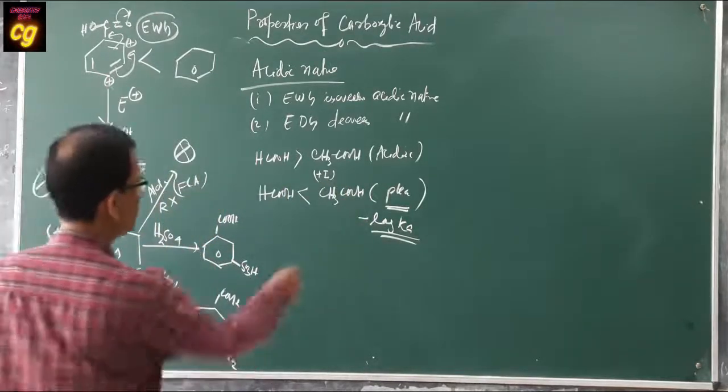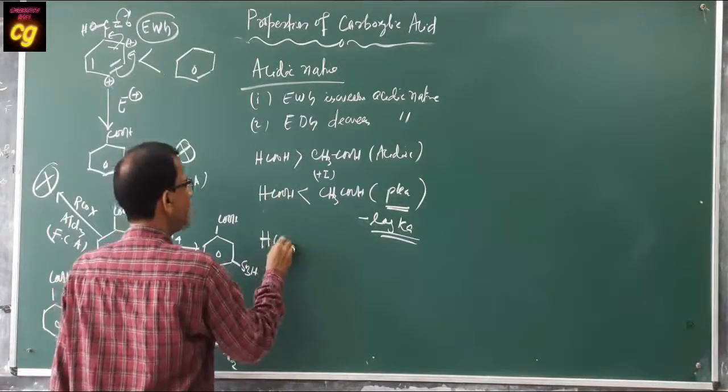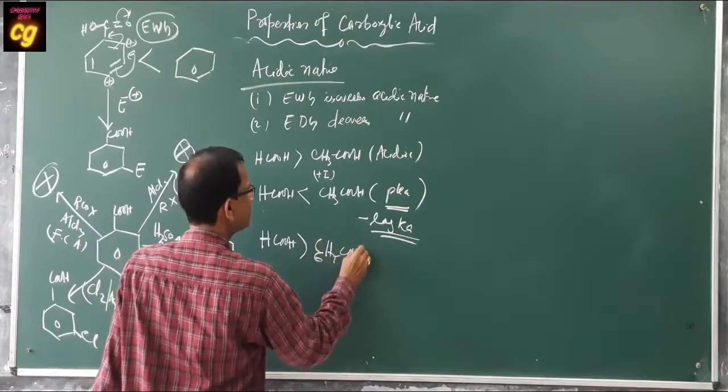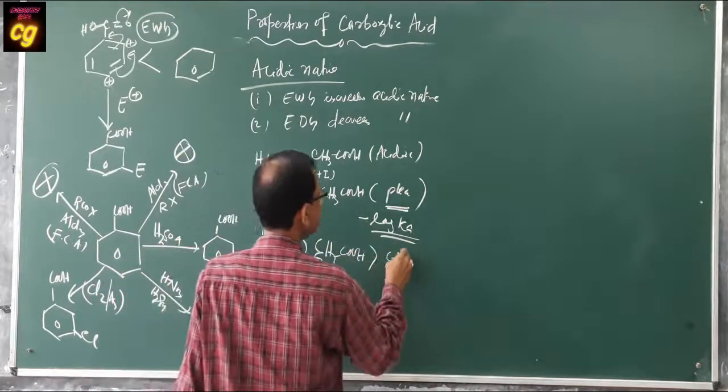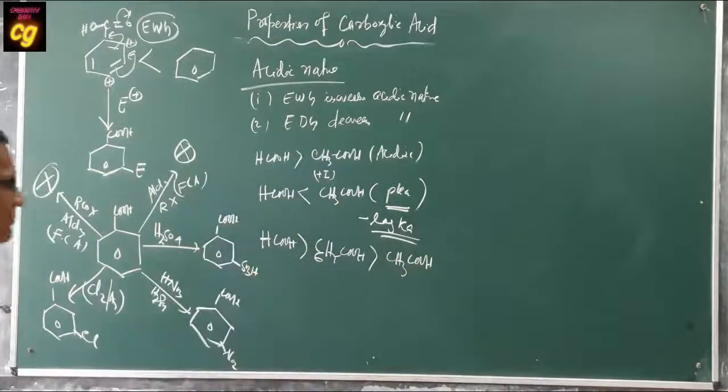If you compare them, the order of acidic character is formic acid greater than benzoic acid, and benzoic acid greater than acetic acid. This is the order of acidic character.